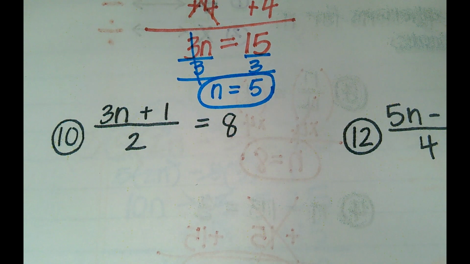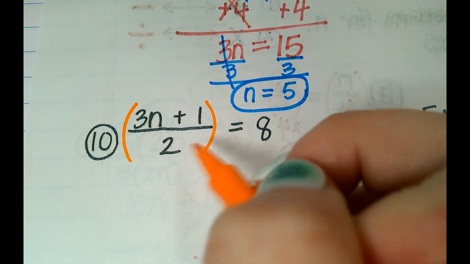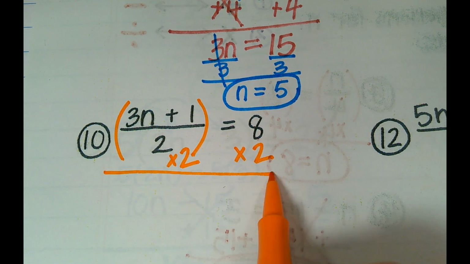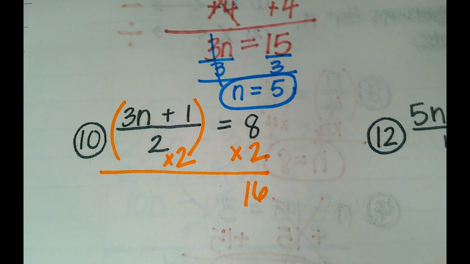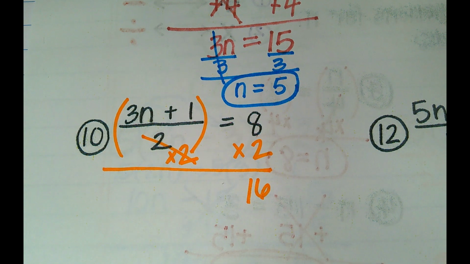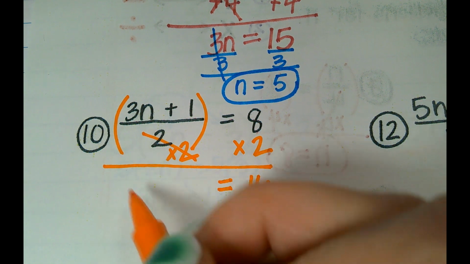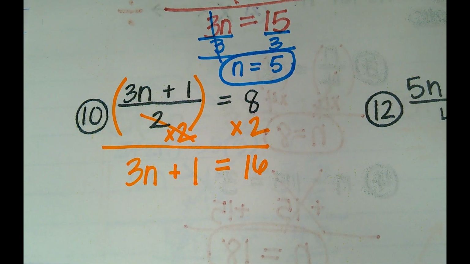Okay, let me get my different color. We've got to get rid of the 2. So we're going to multiply by 2 on both sides. Now what happens when I multiply by 2? Yep, 8 times 2 is 16. The 2 and 2 cancel out. It comes straight down. 3n plus 1 equals 16. And now we don't have a fraction. We can solve it like normal.